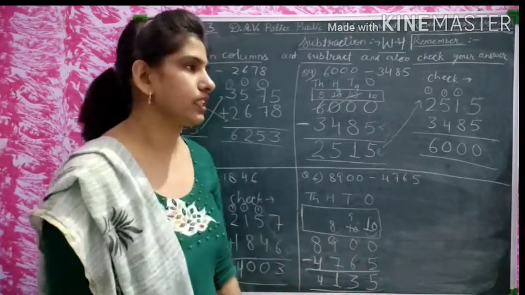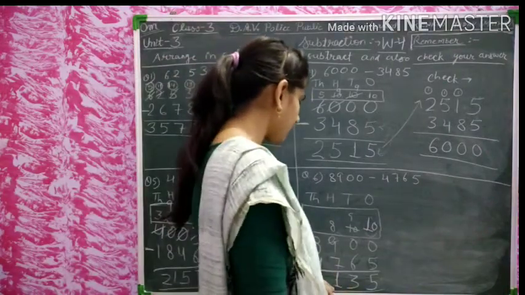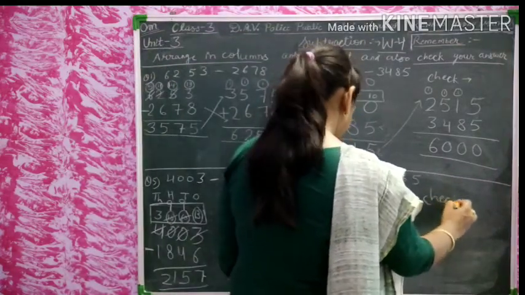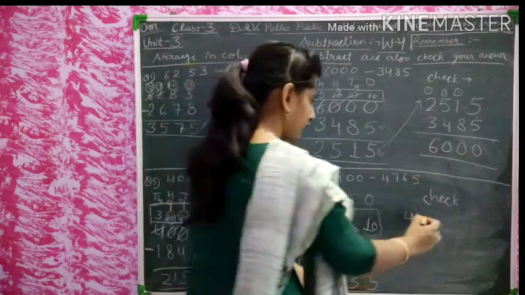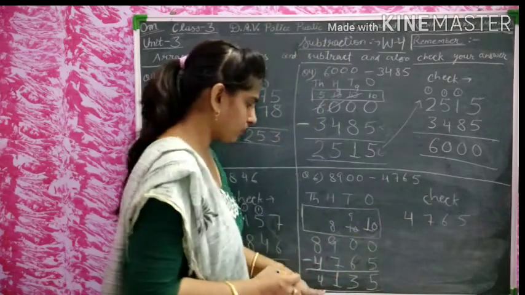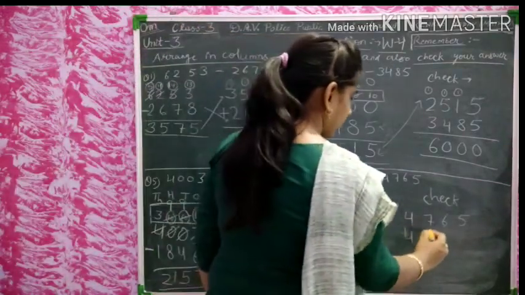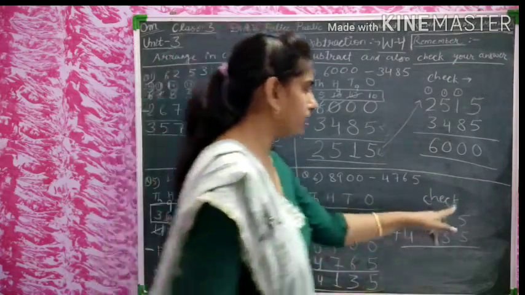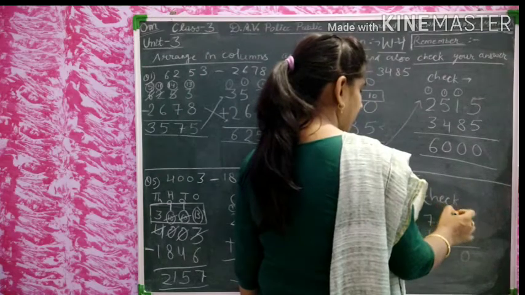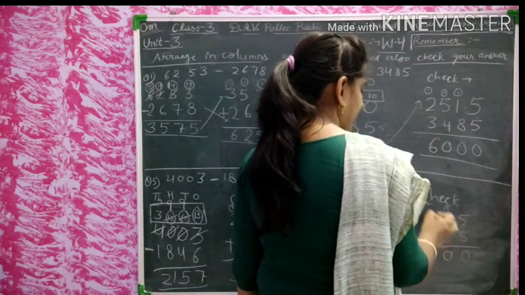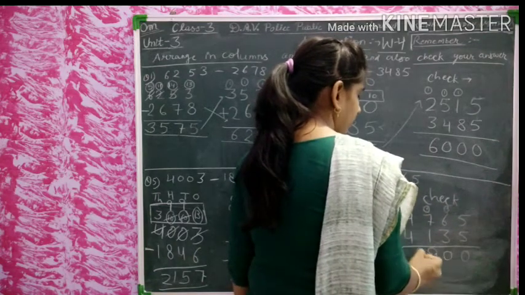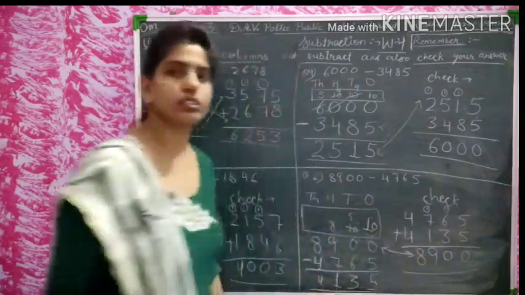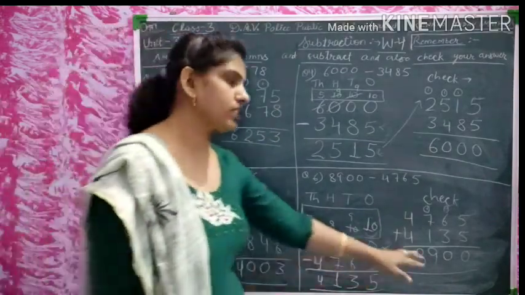Now we will check your answer. How do we check? How will you check your answer? Let's see. We will write these two numbers, now check, 4,765 and 4,135. 4,135. This is 8900, 8900. It will become the same. Both the numbers will become the same. If both the numbers become the same, then it means it is checked here.